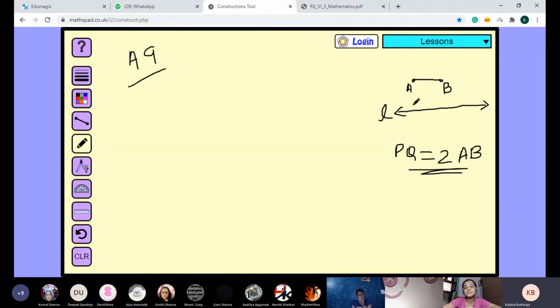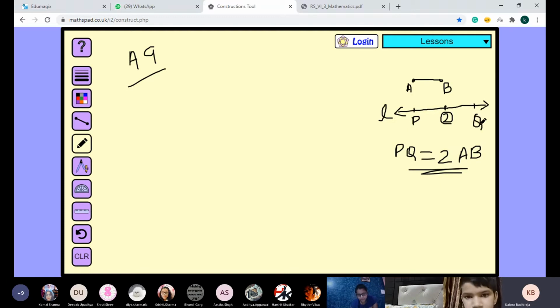What I will do, I will measure this AB. Listen to the key concept. I will measure AB 2 times with the compass. So एक बार हम AB को measure करेंगे, then I will get point P. Then again I will put the needle on the second point. ये जो मेरा second point है, I will place the needle again. Then I will get my third point, which is point Q. Okay, this is the key concept. Now let us observe how to do it.